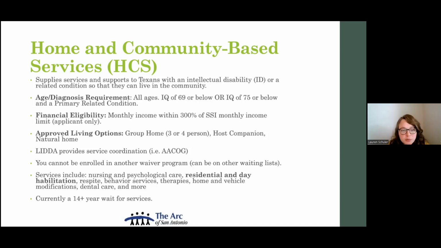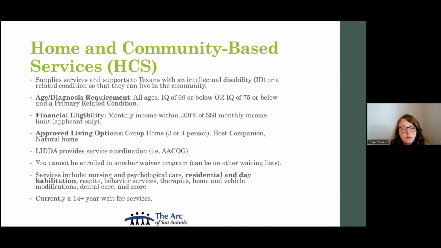The financial eligibility is for the applicant only, so it does not take into consideration the parents' or caregiver's income, and the monthly income for the individual being placed on the list or receiving that waiver funding through HCS must not be above 300% of the SSI income limit. And then here you can see the approved living options. Those are important. So the approved living options are group home of 3 to 4 people, host companion home, or the natural home. So the home that they're already living in with their family or caregivers.